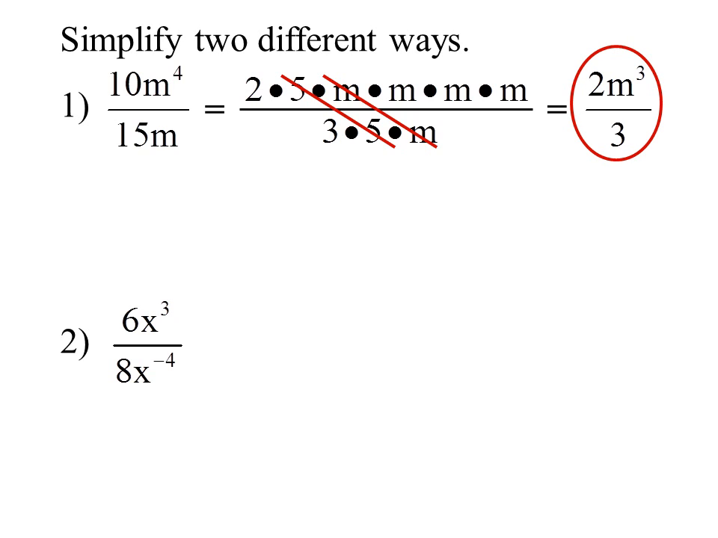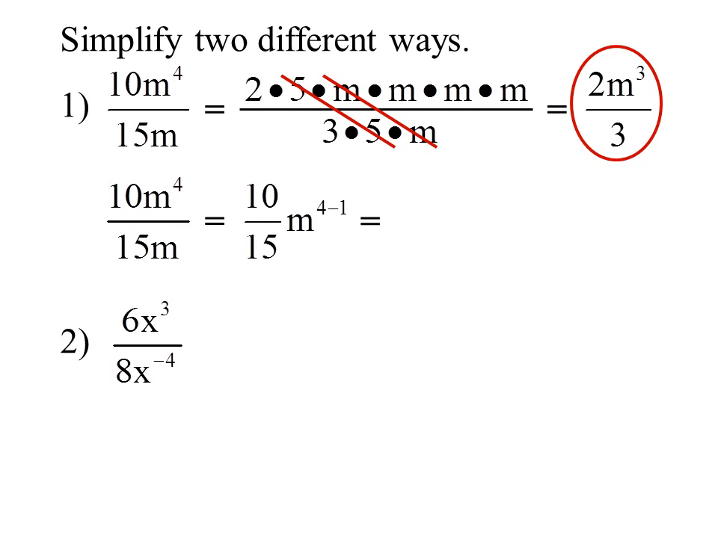Now, if I would do it differently, of course, I would simplify 10 and 15 by dividing them both by 5, and my answer would be 2 over 3. And then 4 minus 1 for the m, because there is no denominator, so you subtract it, and that's your final answer. Let's do number 2 now.